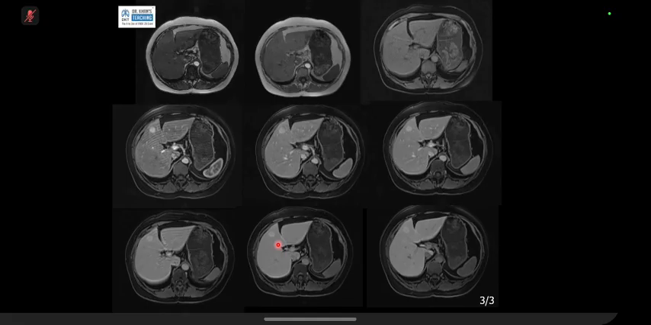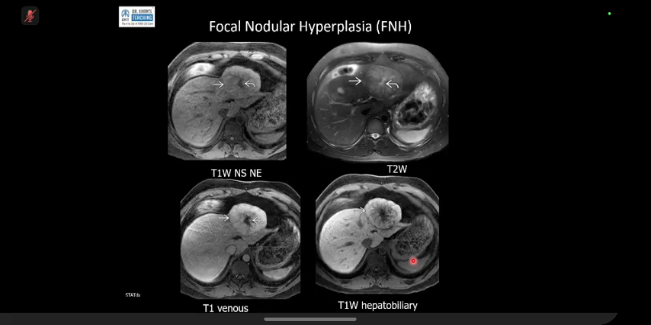In this case, we have done Primovist, and it is enhancing, still retaining contrast. What does it tell you? Normal hepatocytes. So it is an FNH. Black and white, 100% specificity, right?